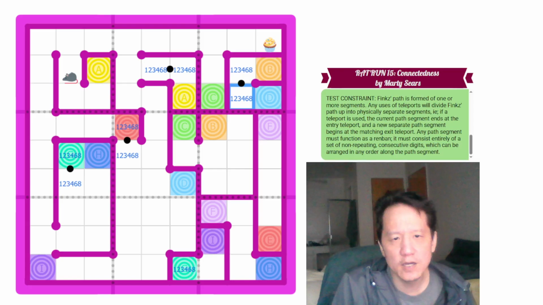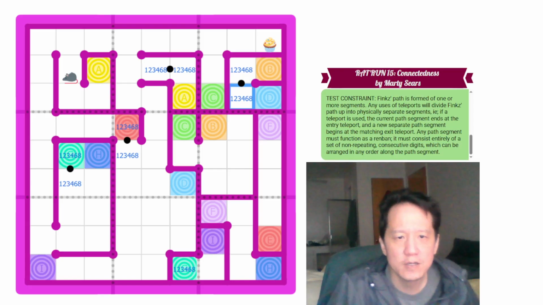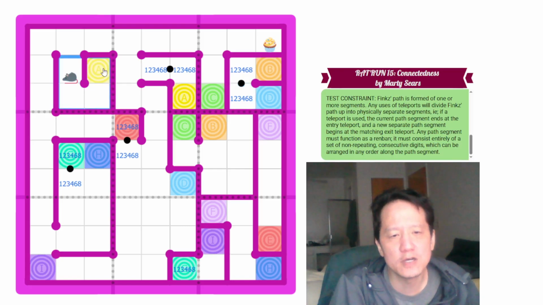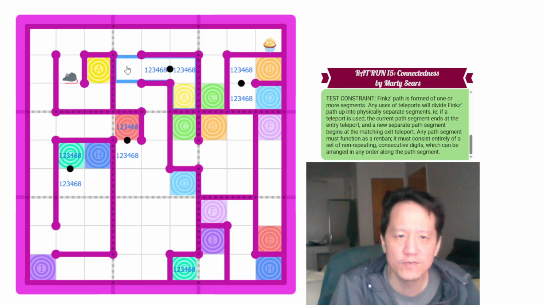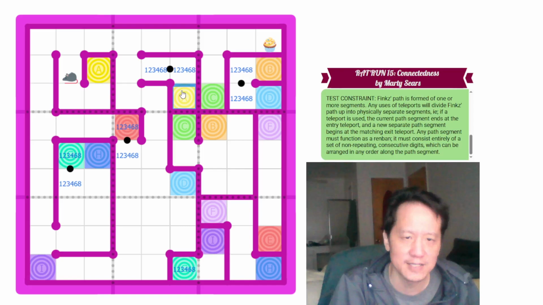So she can go to A or she can go to E. What happens if she teleports to A? I think she has to go to E also, no matter what. Well, I guess 1, 2, 3, 4, 5, 6, 7, 8, 9. So she can't get to the cupcake. 1, 2, 3, 4, 5, 6, 7, 8, 9. She can't get to C. 2, 3, 4, 5, 6, 7, 8, 9. She could get to E. 1, 2, 3, 4, 5, 6, 7, 8, 9. So either way, she has to get to E. I don't know if she can teleport to A.